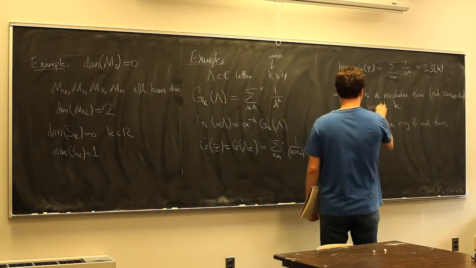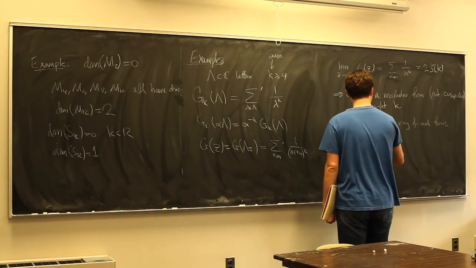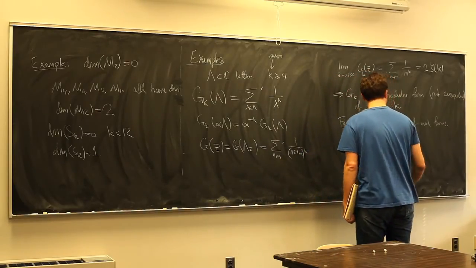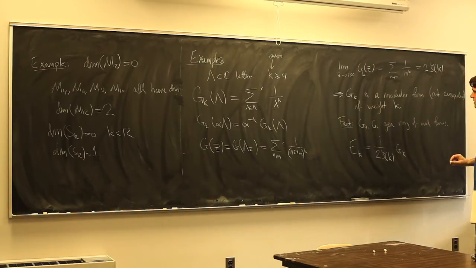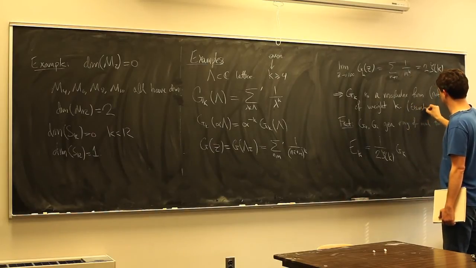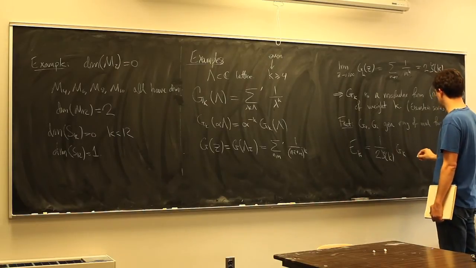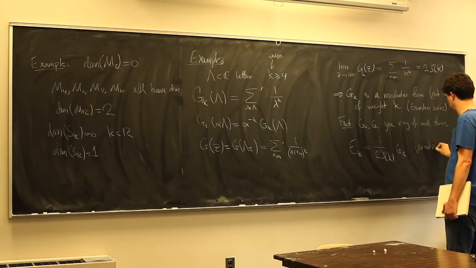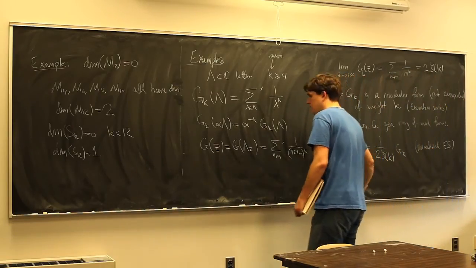So there's a related series, E_k is often defined to be 1 over 2 zeta(k) times g_k. So this g_k is called the Eisenstein series of weight k, and this one's called the normalized Eisenstein series. And its value at infinity is 1.